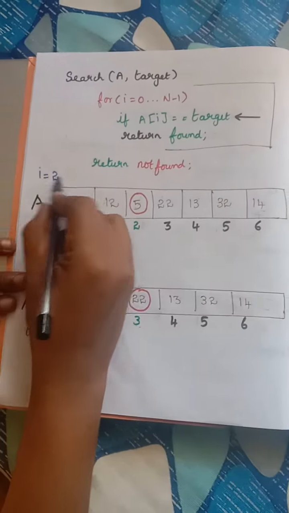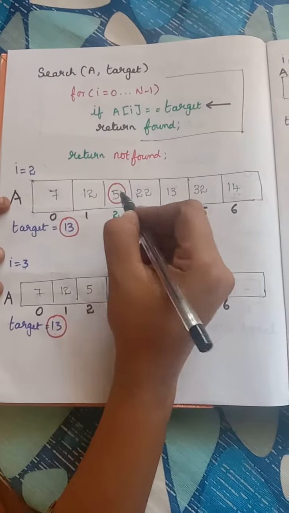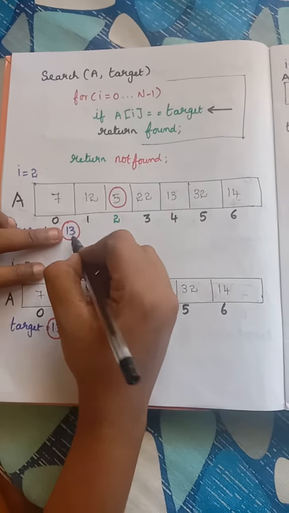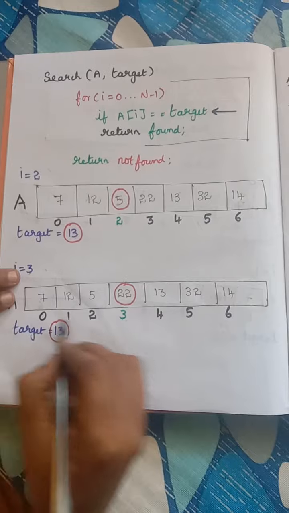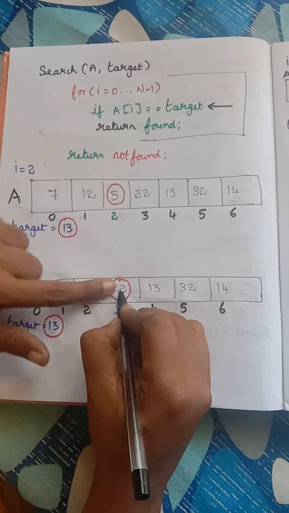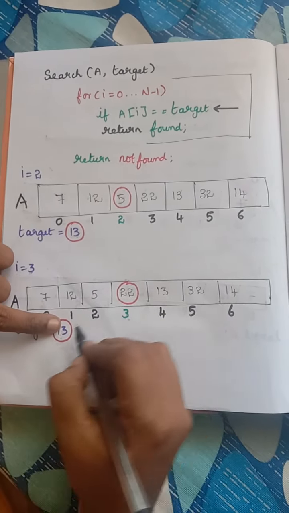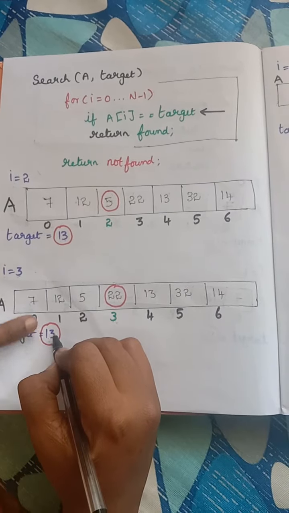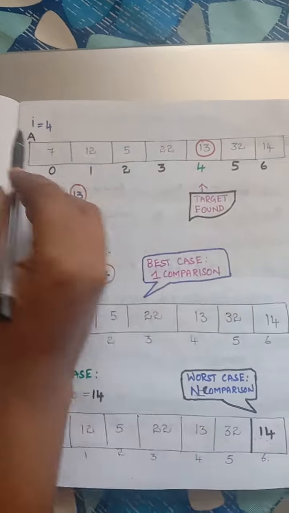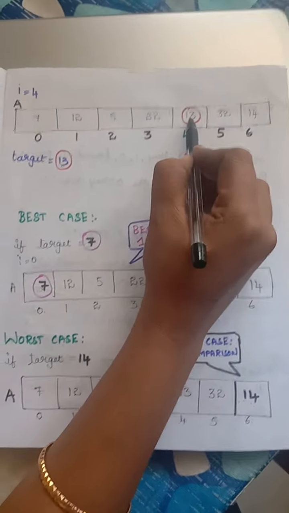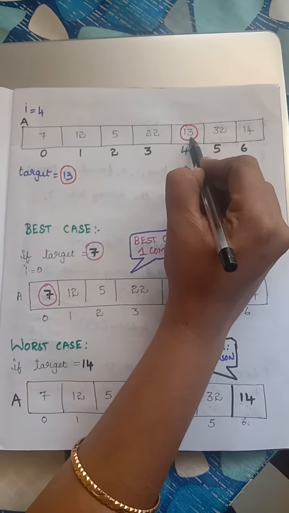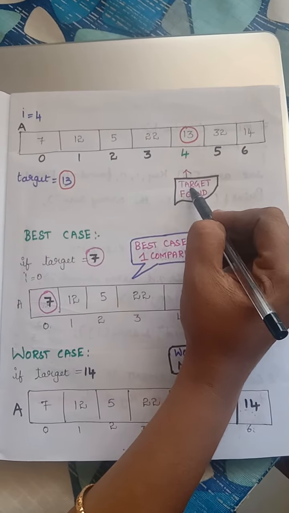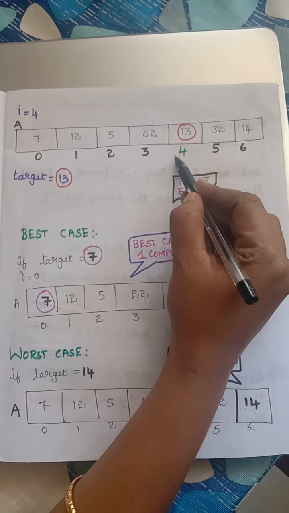So now I is equal to 2, a of 2 has 5, 5 is compared with 13, which doesn't match, so I gets incremented by 1, so I is equal to 3. A of 3 has 22, which gets compared with 13, and since it doesn't match, I gets incremented by 1, I is equal to 4. So a of 4 has 13, which gets compared with 13. Now the element that I am searching for is there in the array. So the routine has to announce that the target is found at the location a of 4 and it quits the search routine.